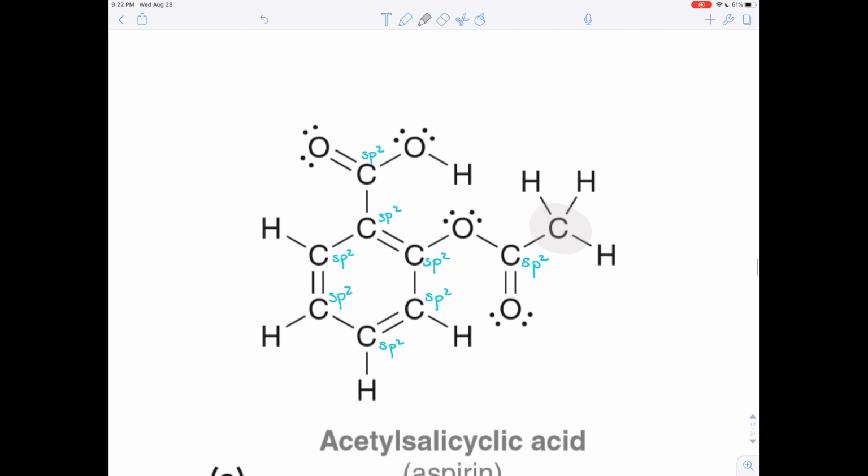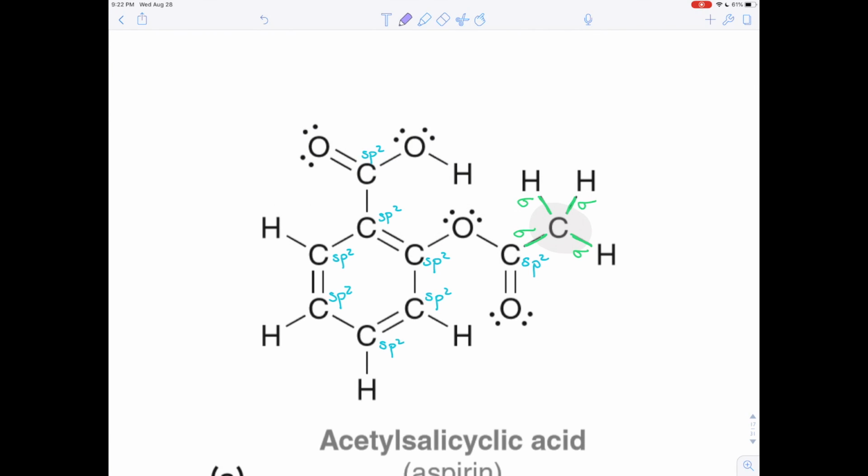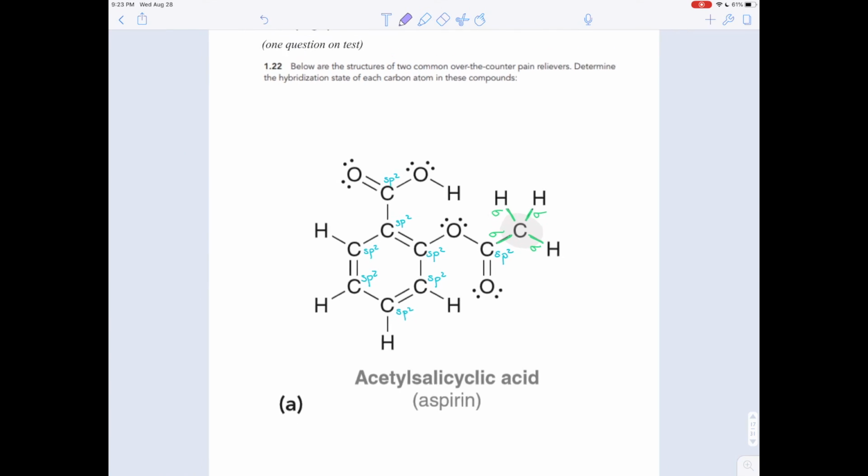Last carbon in aspirin. So aspirin has a lot of these sp2 hybridized carbons. The last carbon in aspirin, let's see what we've got here. The first bond you form between two atoms is sigma. So these are all sigma bonds, a stronger type of bond with uninterrupted overlap between the atomic orbitals. So here we have all sigma bonds.